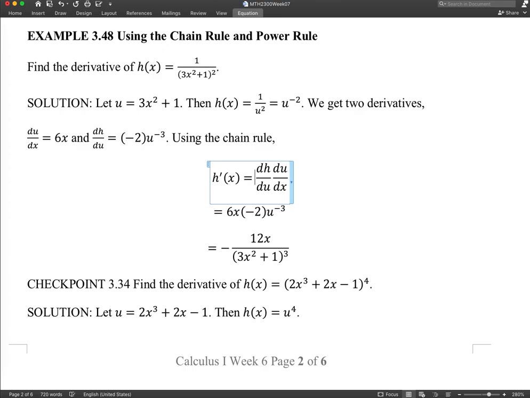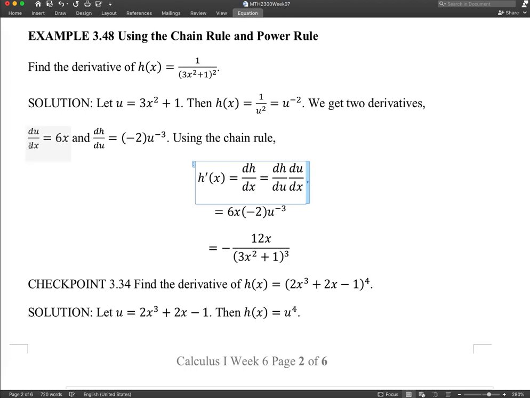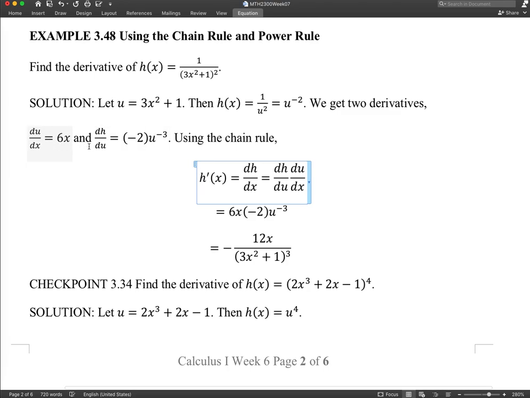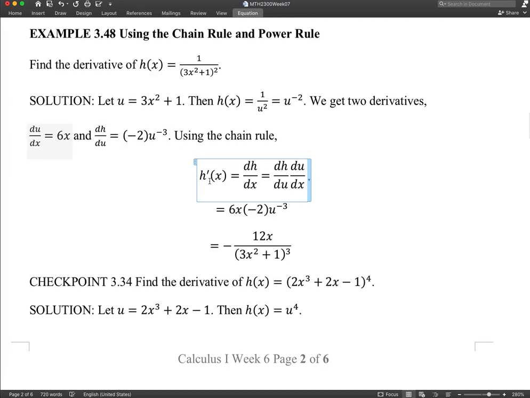Okay, maybe I'll add a little more here to make it clear. The derivative we are working on here is dh dx. Even though I calculated the two derivatives already, I suppose you see they are not the same. But they are very helpful. If I multiply them together, dh du times du dx, the product just turns out to be dh dx.